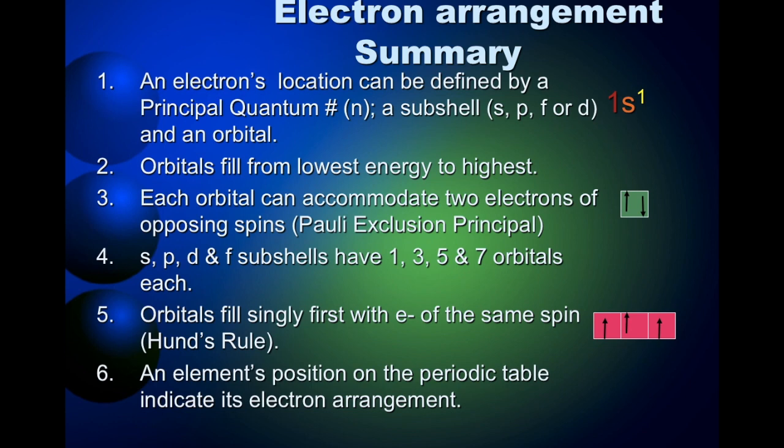Orbitals fill from the lowest energy to the highest, and each orbital can accommodate 2 electrons of opposing spin. That's the Pauli exclusion principle. S, P, D, and F subshells have 1, 3, 5, and 7 orbitals each. And then we also have Hund's rule. The orbitals fill singly first with electrons of the same spin before filling with a second electron. And then finally, an element's position on the periodic table indicates its electron arrangement. That's all.